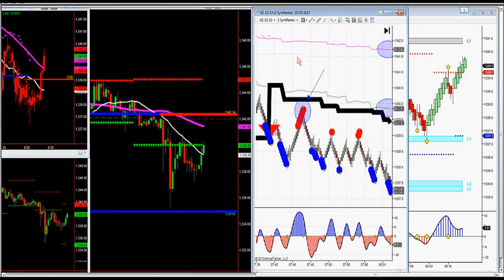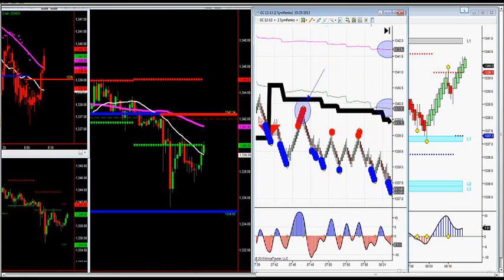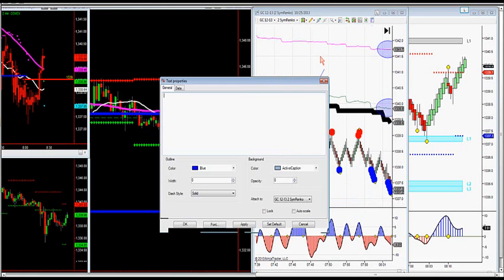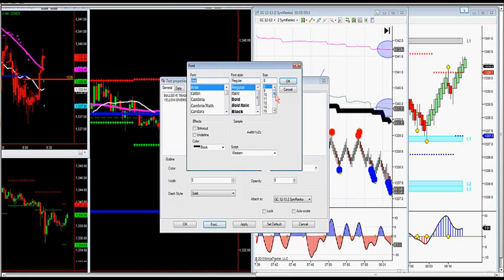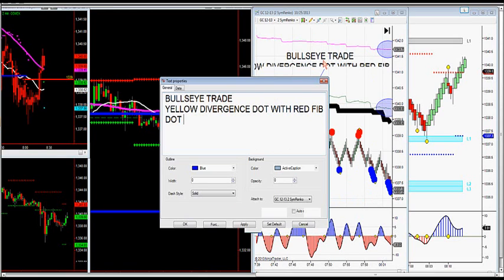My 5-minute trend filter is down. There's my 50. There's my 20 on JaySignal. And right here is a trend change on JaySignal. So I look for the retracement trade, and I look for what's called a bullseye trade. What is a bullseye trade? It's a very simple setup. A bullseye trade is a yellow dot right on top of or within 1 bar of the Fibonacci dot. There it is.